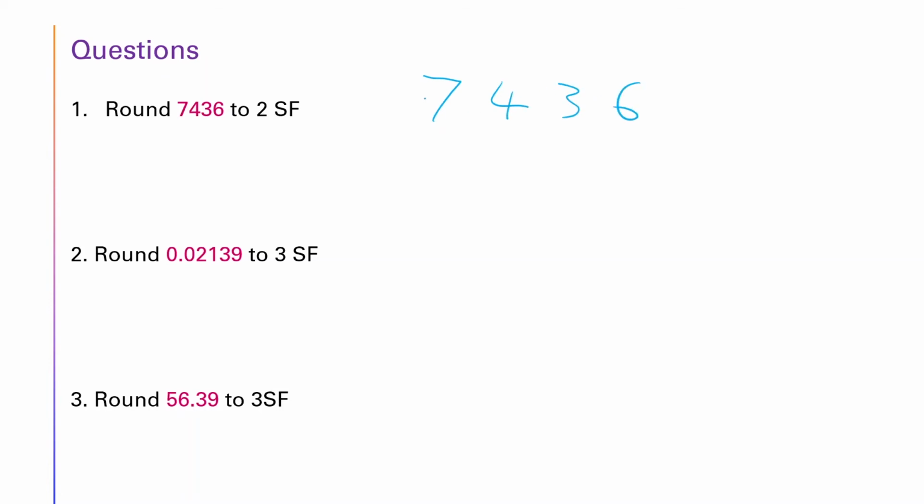Questions. Round 7436 to two significant figures. So two significant figures would be 74, and the number we will be changing will be a 4. Now the number to the right of 4 is a 3, and we know that 3 is rounded down. So our answer would just be 7400. Second question.